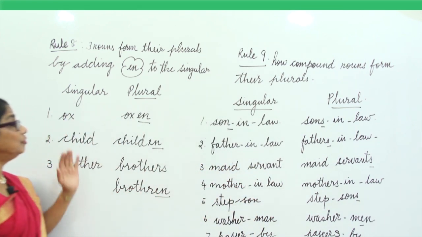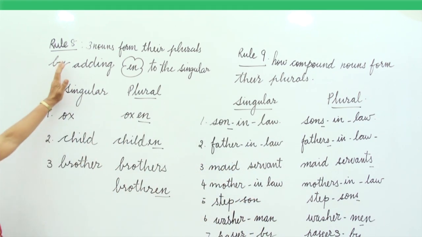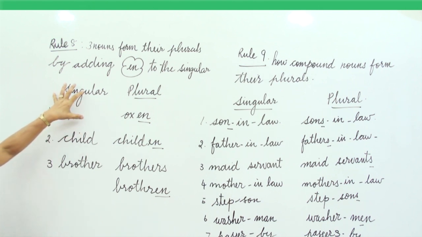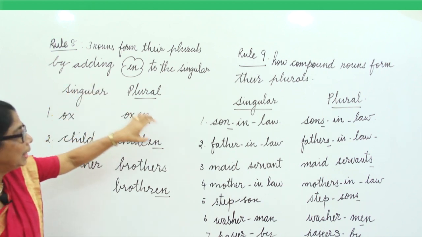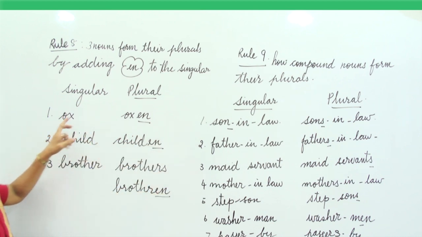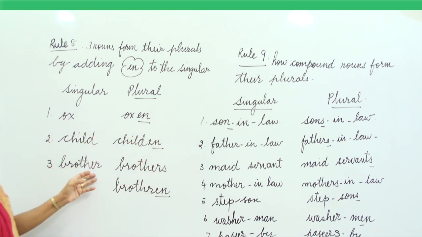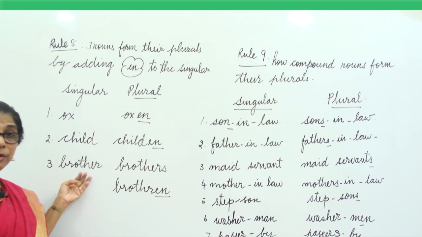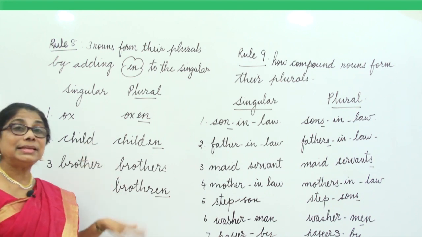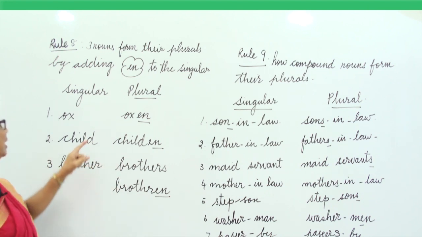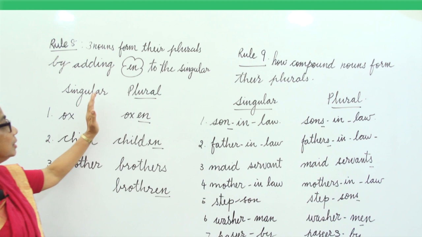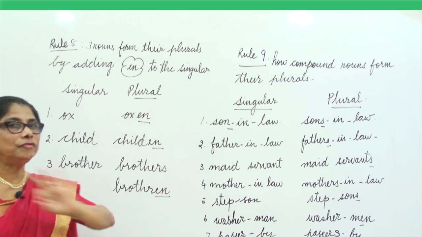And here we have just 3 examples of rule number 8, changing the singular to form the plural. You simply add en, and we have 3 examples. Ox, oxen, child, children, brother, brethren. Brethren, the spelling has to be very, very careful. Okay, brethren. So these are the 3 examples of words that make the plural from the singular form by adding just en. We have just 3 words.